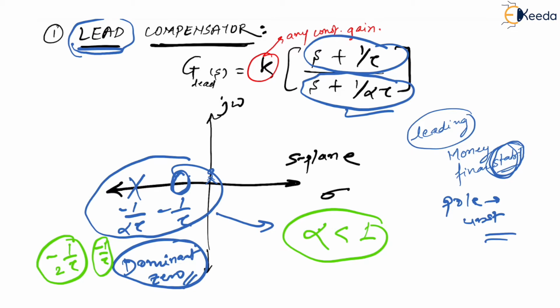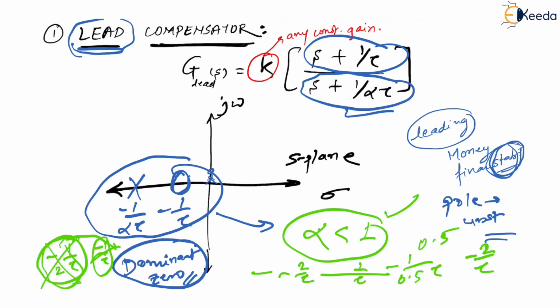Just imagine my alpha is 2, then it becomes minus 1 by 2 tau. Which means it cannot be here. It has to be towards the right. Which means whatever we have considered is right: alpha has to be less than 1. From this arrangement we understood. For example, if alpha is 0.5, then minus 1 by 0.5 tau, which means minus 2 by tau. If minus 2 by tau is coming here on the number line, then definitely minus 1 by tau has to come here. Which means alpha less than 1 is going to be correct.